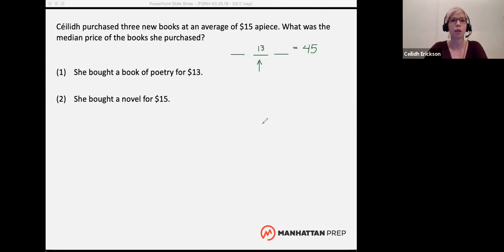Well, we'd want to play around with the numbers a little bit and see if we could think of 2 other things that added up to 45. Let's pick something smaller, 10. And then what would the third term have to be if we had 10 and 13 and we're adding to 45? Right, so together these would add up to 23. So if we want to add up to 45, we'd need a 22 here. So we can think of an example where 15 is the median. We can think of an example where 13 is the median. So statement 1 was not sufficient.